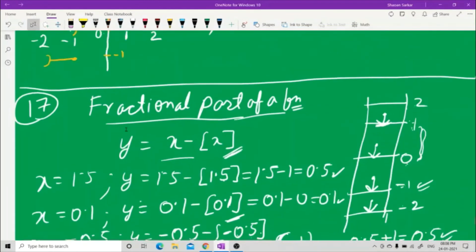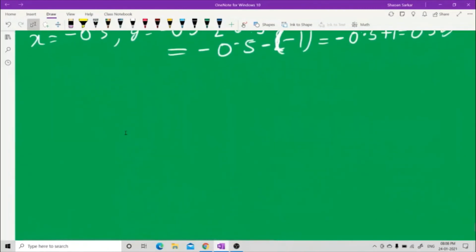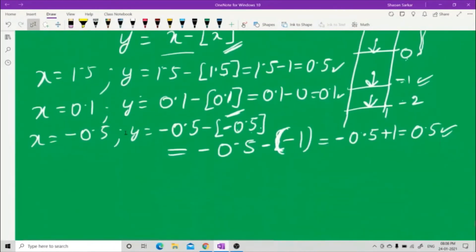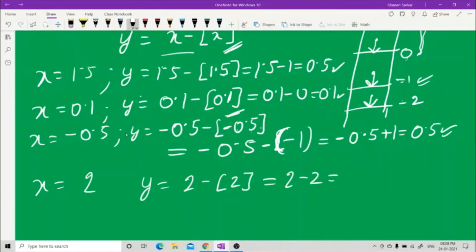Now let me take another value. Let me take x equal to 2. What happens? y equal to 2 minus floor function of 2, and you get 2 minus 2, and you get 0. If I took x equal to 2, you will have to put 2 minus 2, and the floor function of 2 is 2 only, and 2 minus 2 is 0. So this function lies between 0 and 1. It can be 0, but it can never be 1 under any circumstance.